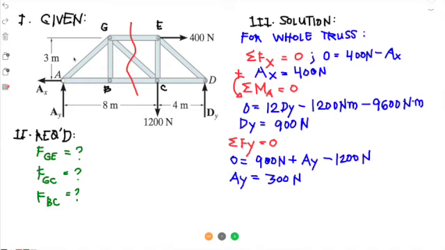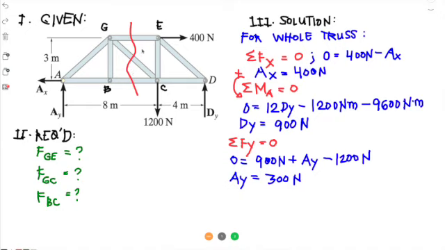If we cut it horizontally, we cannot account for GE, so that will lengthen our solution. So it's better to cut your truss where all the forces asked for in the problem will be exposed. Okay, so it's better to do this cut right here, this red line here.